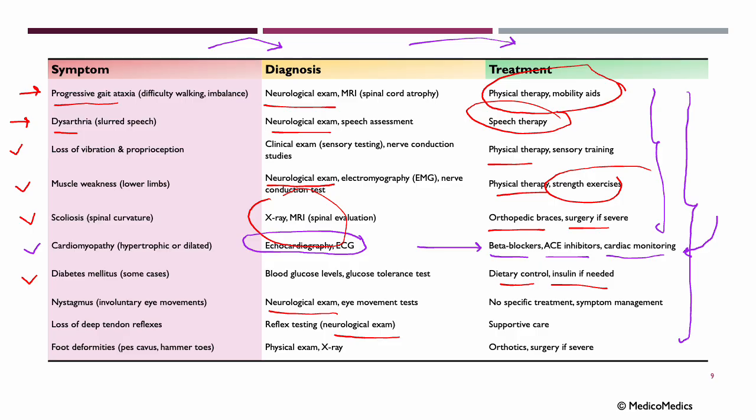But I could add that the most common cause of death in FA is issues with the heart, because hypertrophic cardiomyopathy and heart failure, due to this progressive myocardial fibrosis that's happening, are the leading causes of mortality. So we try to identify that as early as possible and get the correct treatment available.